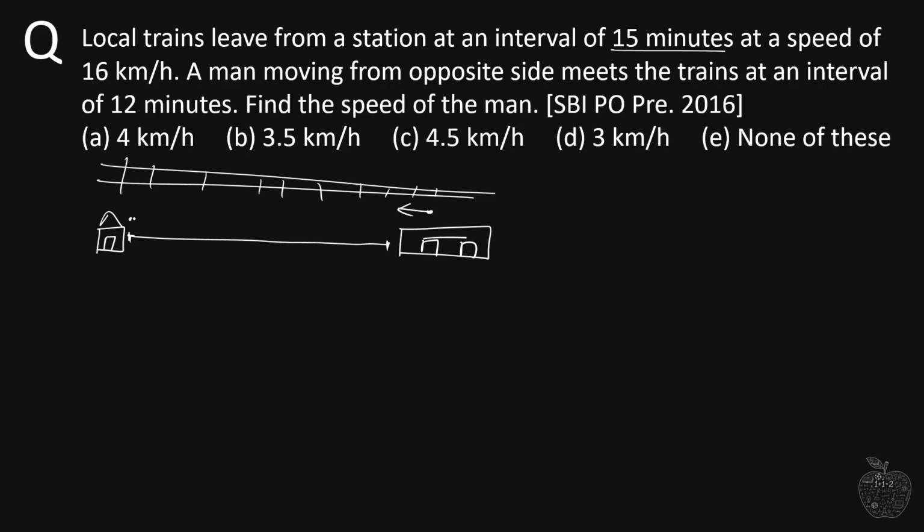So this is your home, this is you. You are just standing here, you are not moving anywhere, and there is this railway track in front of your house, and this is the railway station at a distance d, and a train is leaving every 15 minutes from this railway station.